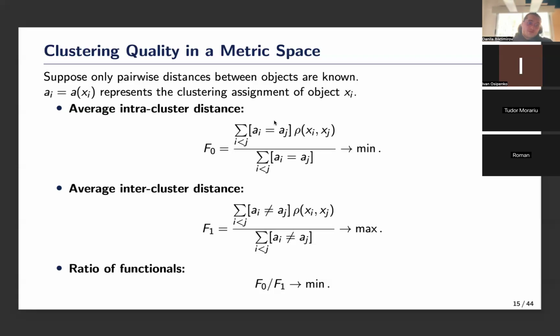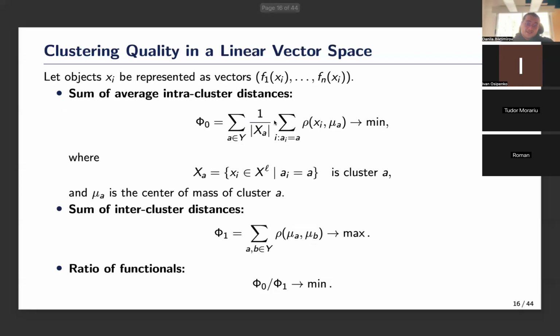Can we do it maybe faster? So yes, if a clustering algorithm computes cluster centers, for example, mu_y for each cluster y in big Y, we can define more computationally efficient functionals to evaluate clustering quality. For example, we can minimize intra-cluster distance to ensure that objects within the same cluster are as close as possible. We minimize the sum of squared intra-cluster distances.